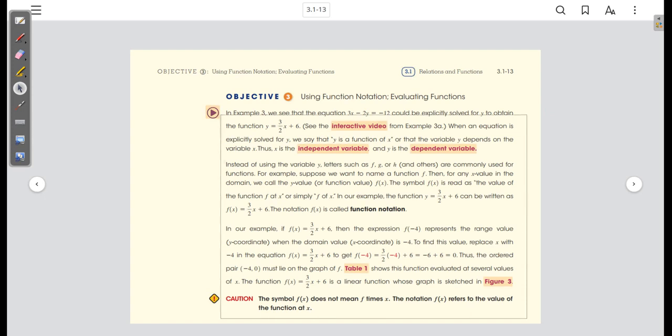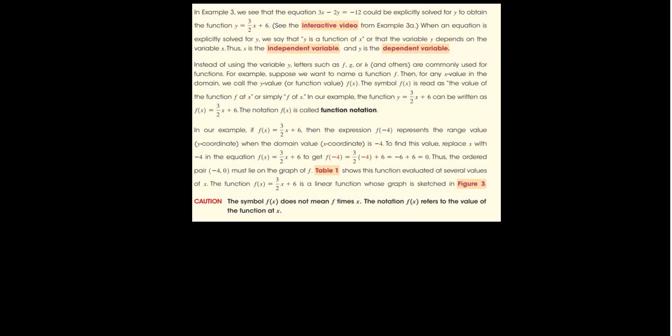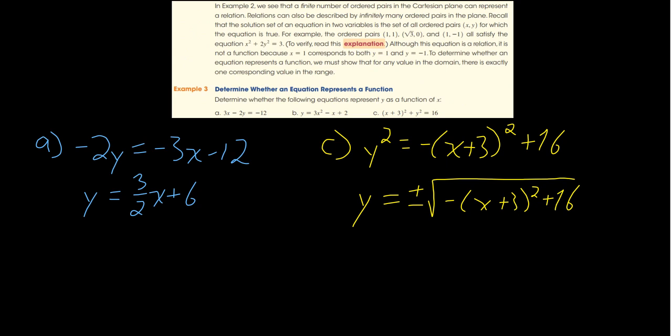So this looks like a lot to digest. It reads, in example 3, we see that the equation 3x minus 2y is equal to negative 12 could be explicitly solved for y to obtain that function, and that's what we did. When an equation is explicitly solved for y, we say that y is a function of x, or that the variable y depends on the variable x. So what does that mean? The variable y depends on the variable x, and of course this leads into independent and dependent variables. This is actually pretty good because I did it with C here.